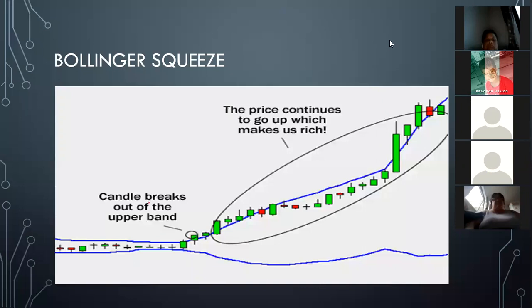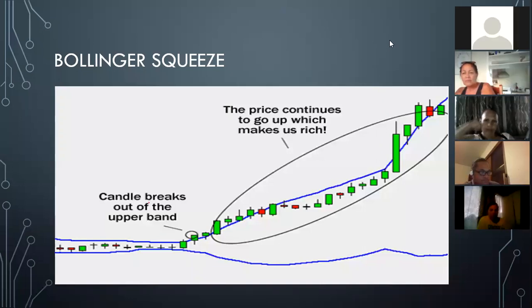Cool. Y'all ready for a look at the live chart now? Yeah, let's go have a look, eh? See what it looks like.